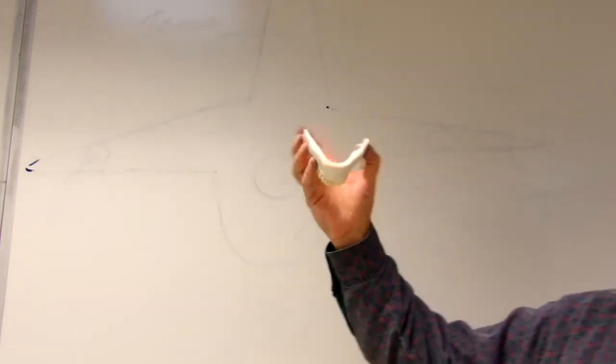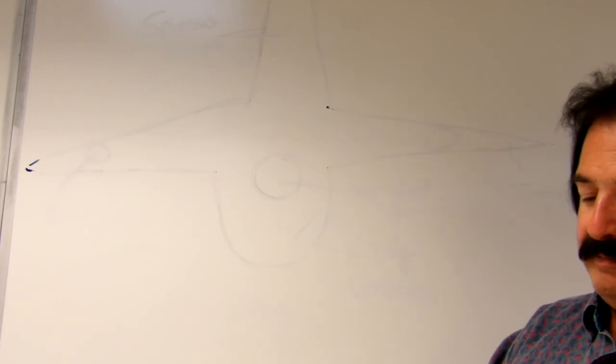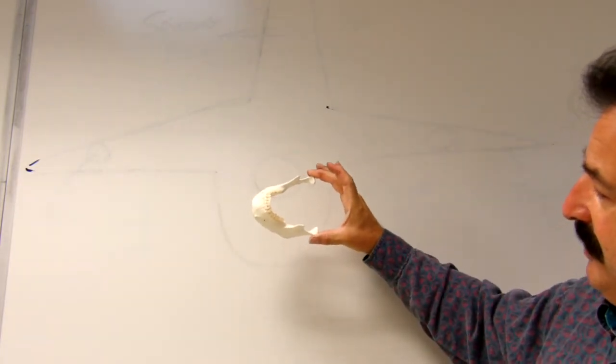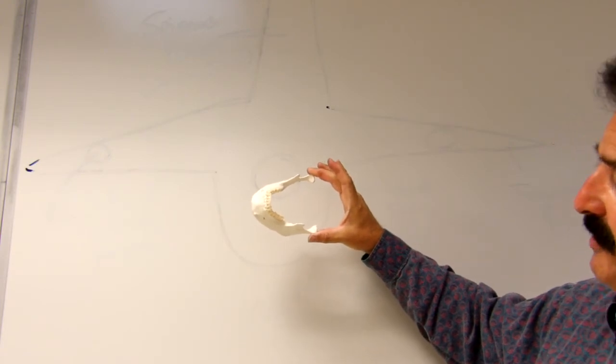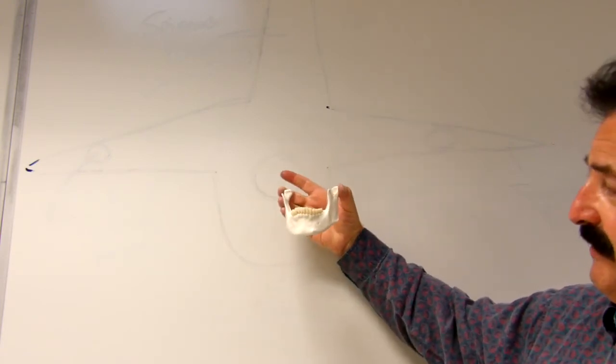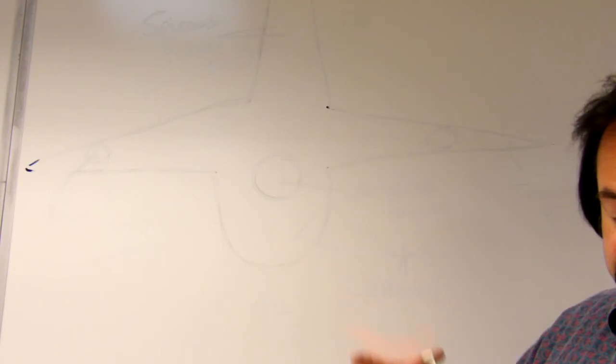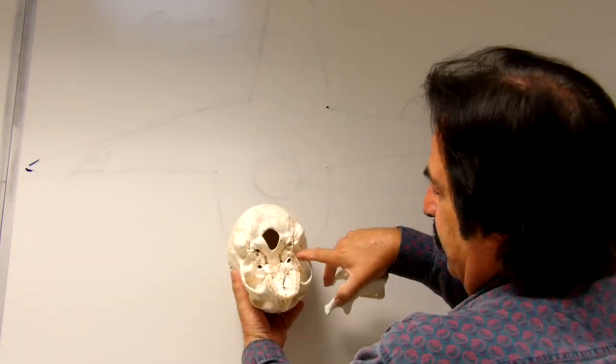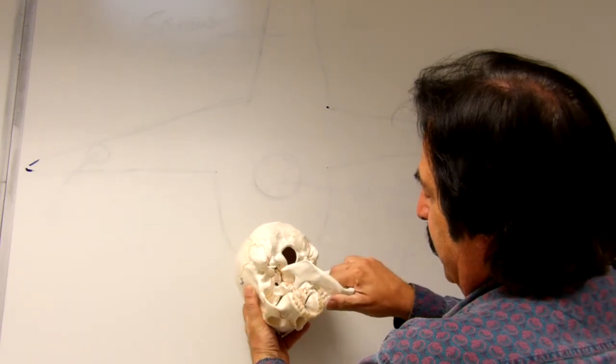So here's the mandible, the lower part of your jaw, and in the back right here, at my two fingers, my thumb and middle finger, those are the posterior condyles because they're found in the back. Those posterior condyles fit right in these two holes right here.